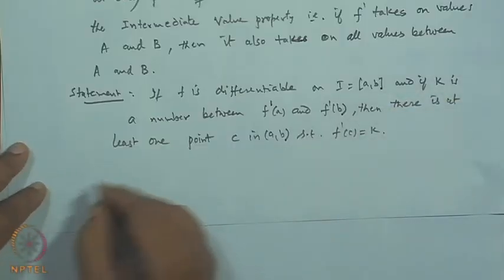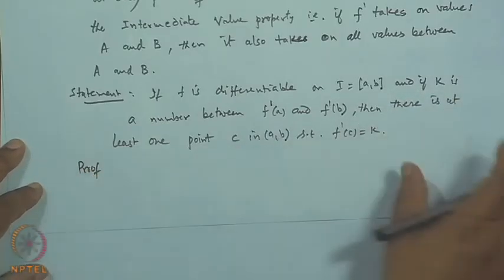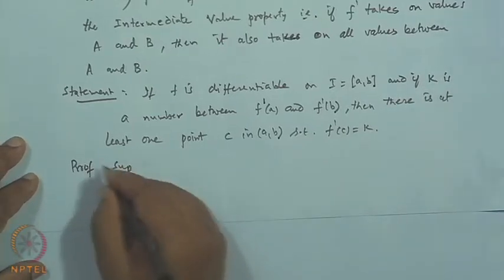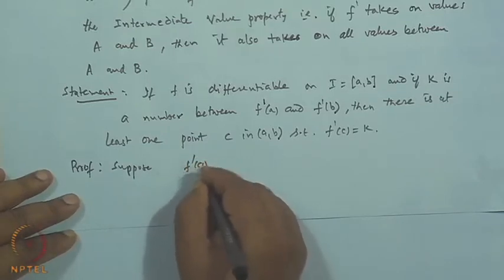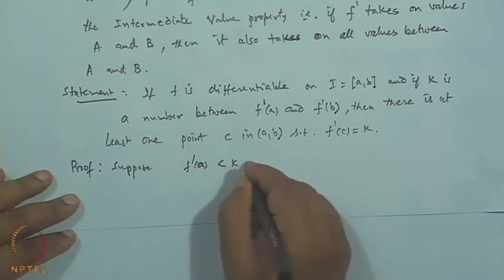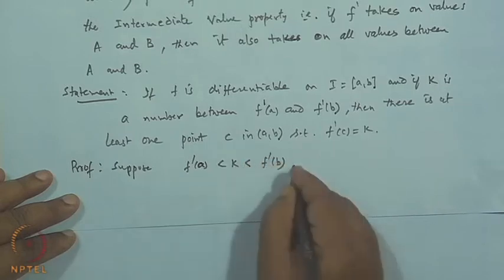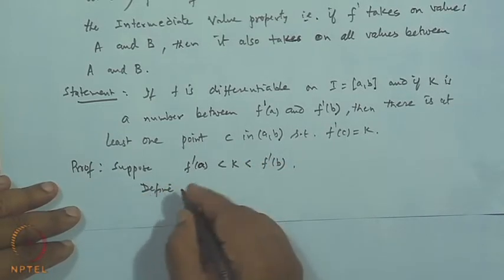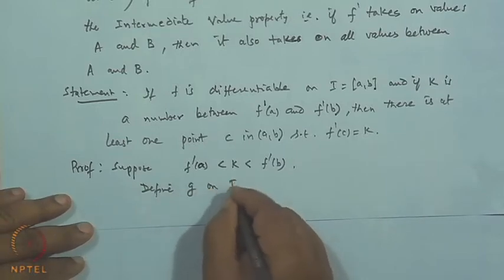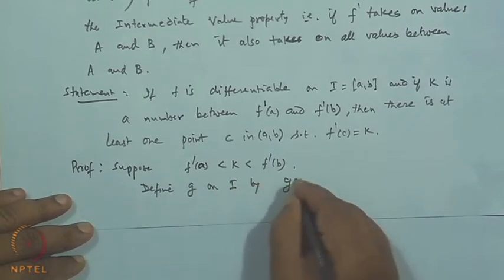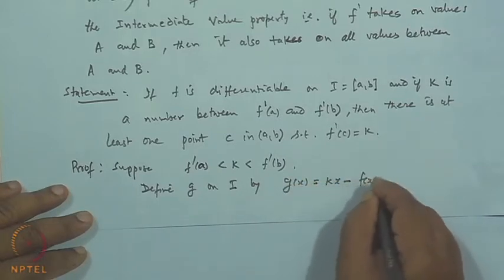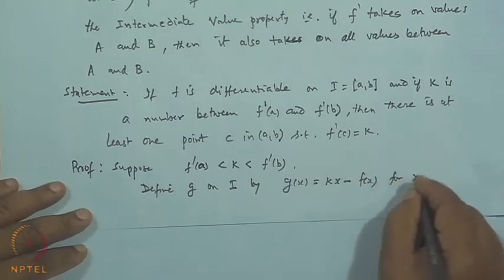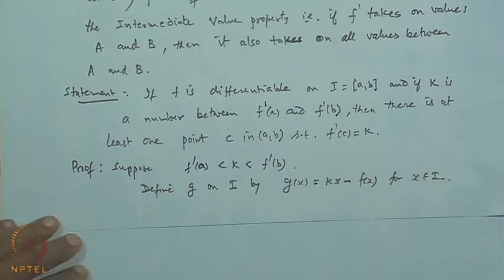Okay. So, this means the maximum and minimum value. The proof is like this. Suppose that k lies between f prime a and f prime b. Now, we define the function g on I by g of x equals k x minus f of x, for x belonging to I. Let us define this.